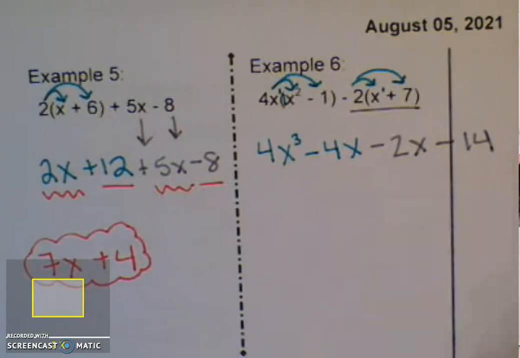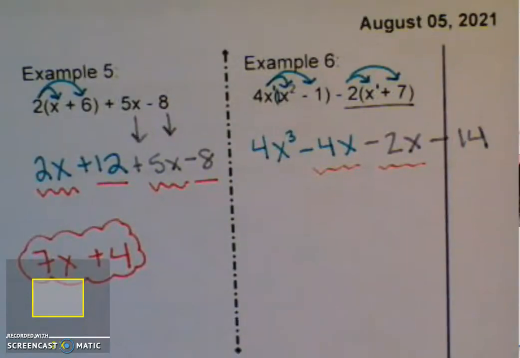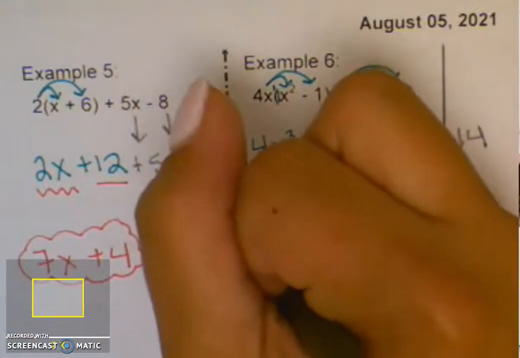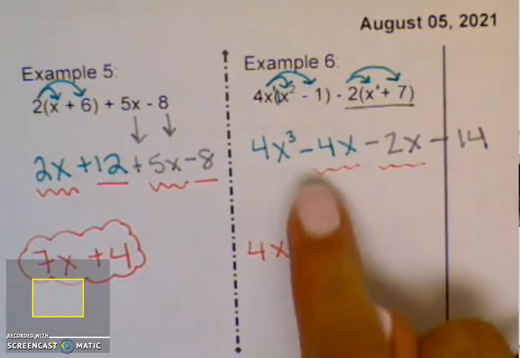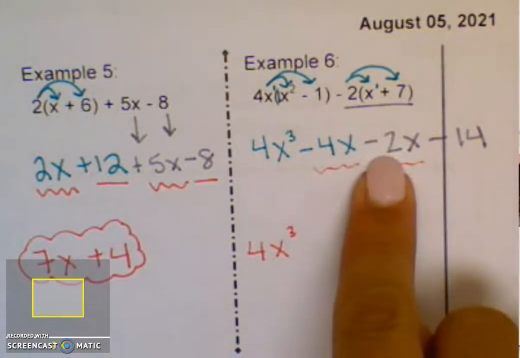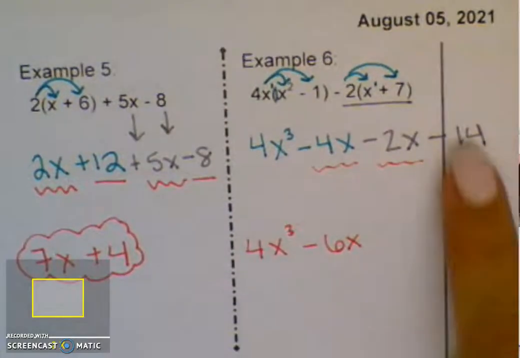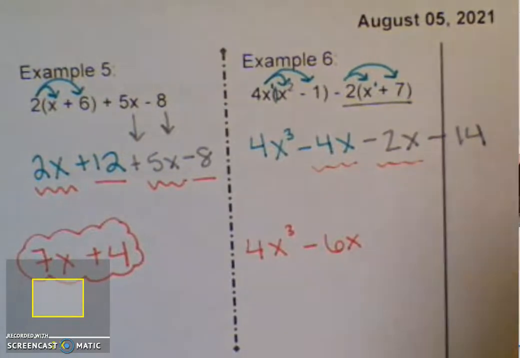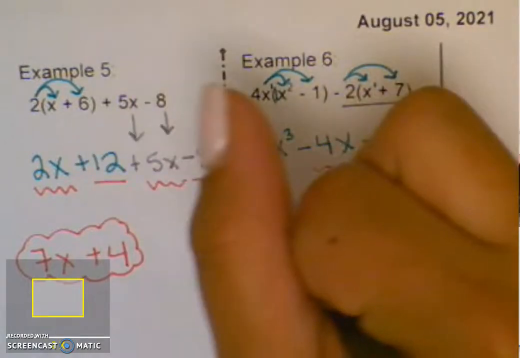If you add like terms, the only two terms that are the same that I can add are those two in the middle, negative 4x and negative 2x. So the 4x cubed is just going to come straight down. Negative 4 and negative 2, if you do it correctly, should give you a negative 6x. And then the negative 14 at the end is just going to come down because it doesn't have anything to combine with.